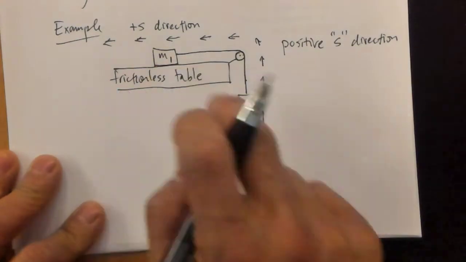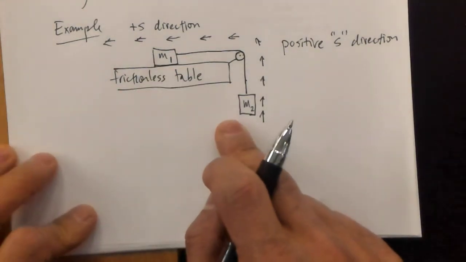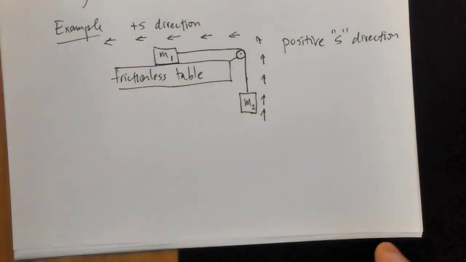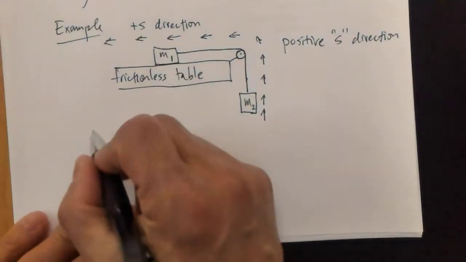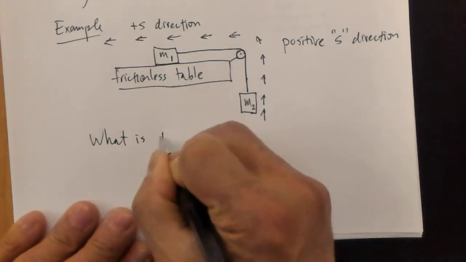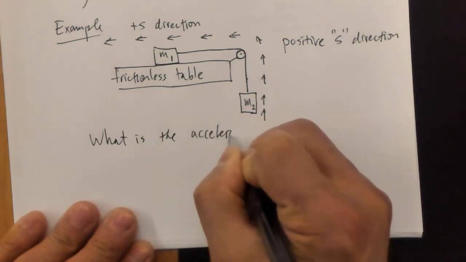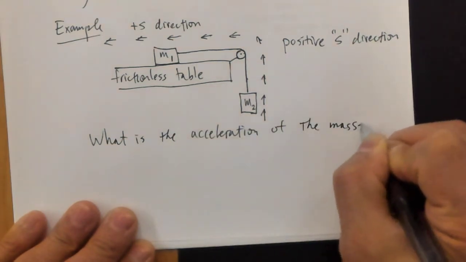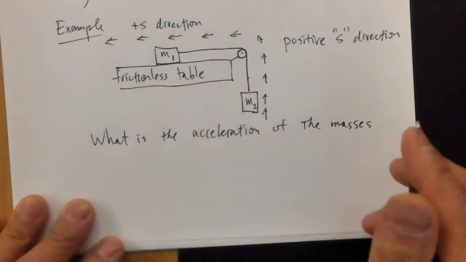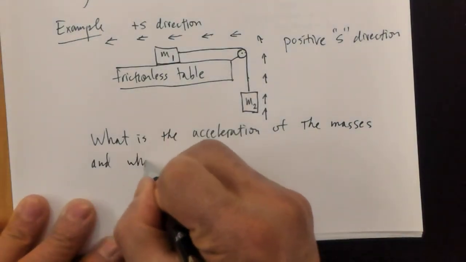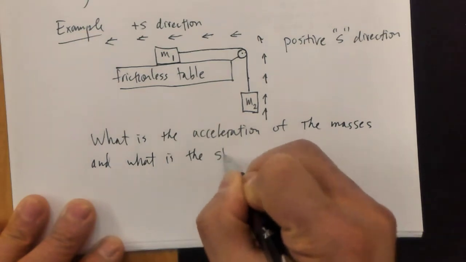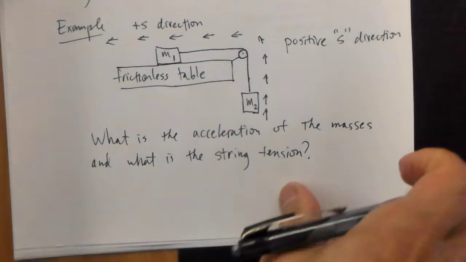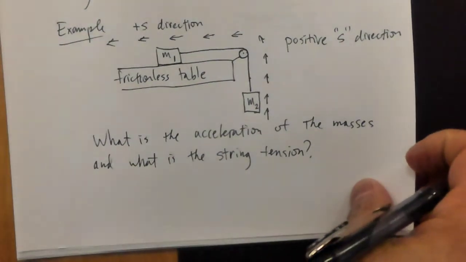All right, so we're going to consider these two masses, M1, M2 as shown. We want to know the acceleration of the masses and the tension of the string. What is the acceleration? They will move together. They'll both have the same acceleration. What is the acceleration of the masses, and what is the tension in the string? Any questions about this?